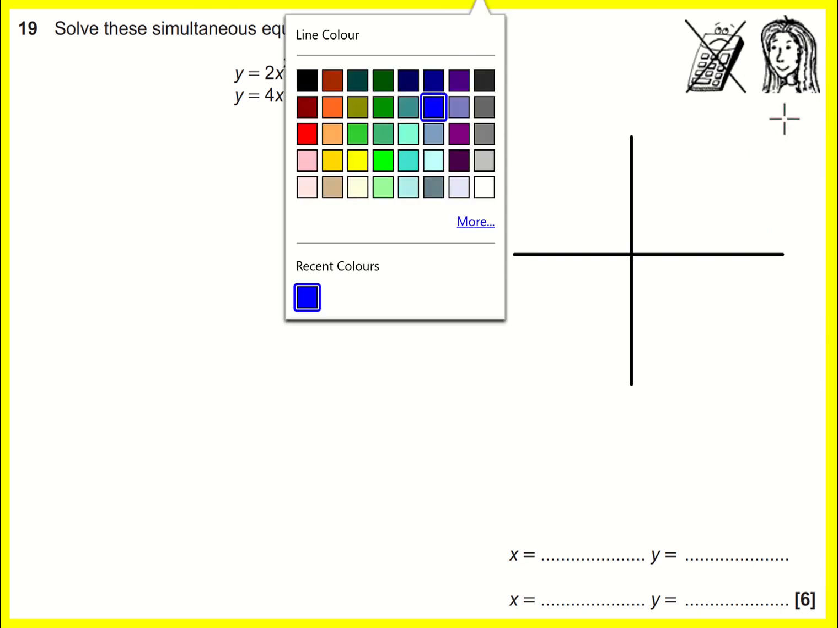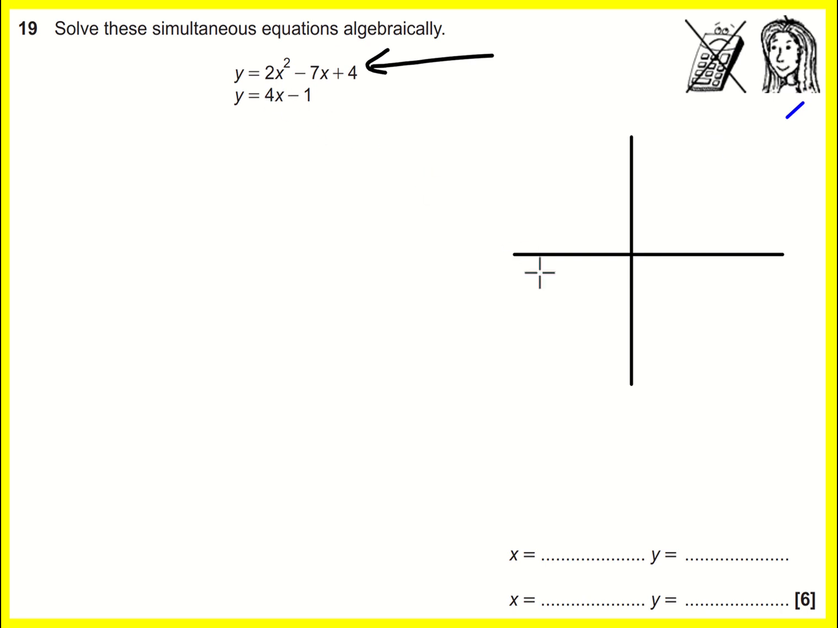You don't have to, but y = 4x minus 1 will be a y equals mx plus c line that would go through at minus 1. It would look a bit like this, just roughly. And then my y = 2x squared minus 7x plus 4, well, I know that it will go through at 4. I don't actually know for sure whether it will go through the axes, but let's assume it doesn't. It might come down like this, but then it will come back up and it will meet it. Oh, you can't see from this, but it will meet it again.